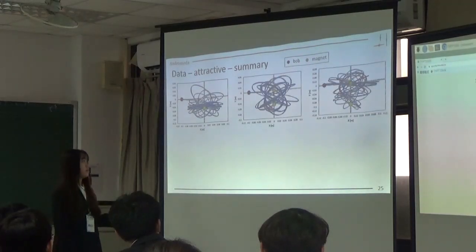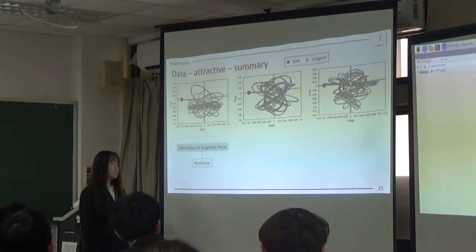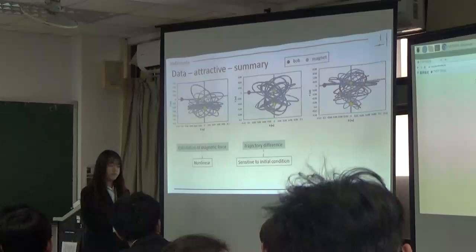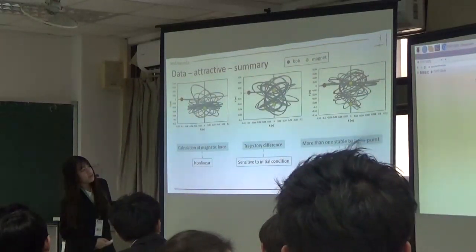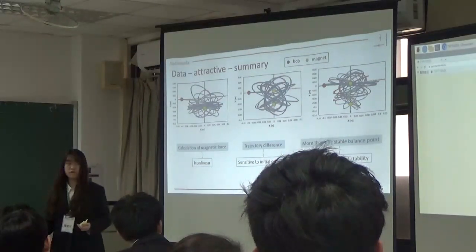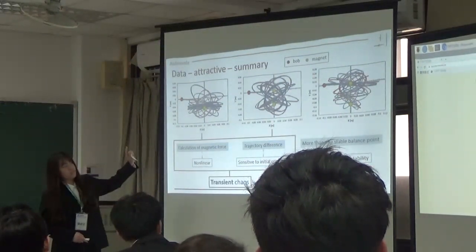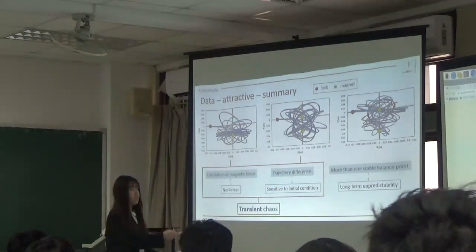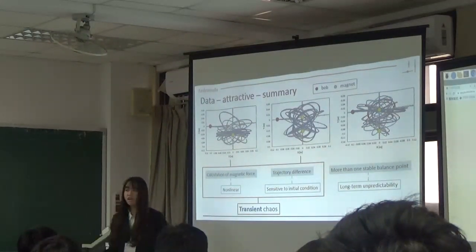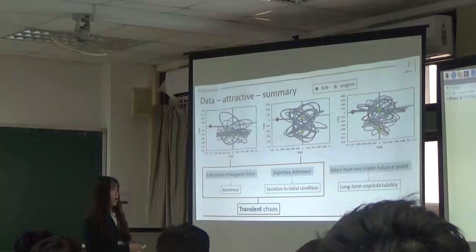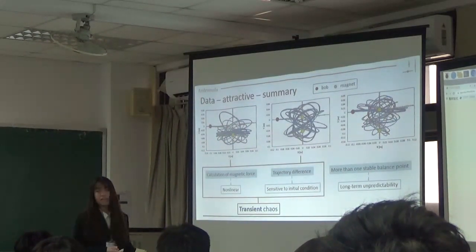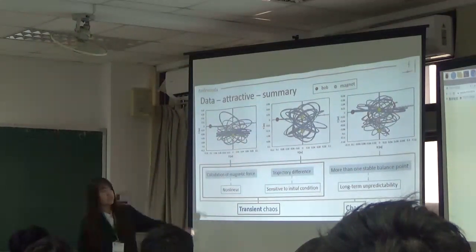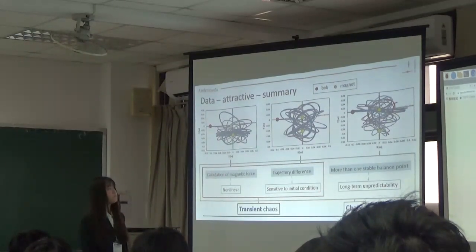And also a quick summary of it. The calculation of the magnetic force represents non-linearity, the trajectory difference represents sensitivity to initial conditions, and more than one stable balance point represents long-term unpredictability. In my experiment, these two conditions are fitted, but this one is not. So can we call it chaos? We don't know. So I give it another term called transient chaos, which means that it fits only part of the conditions for chaos.